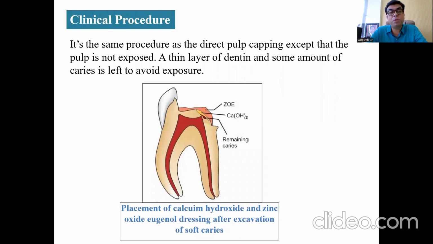What is the clinical procedure for this? It is the same procedure as direct pulp capping, except that the pulp is not exposed. A thin layer of dentin and some amount of caries is left to avoid the exposure.